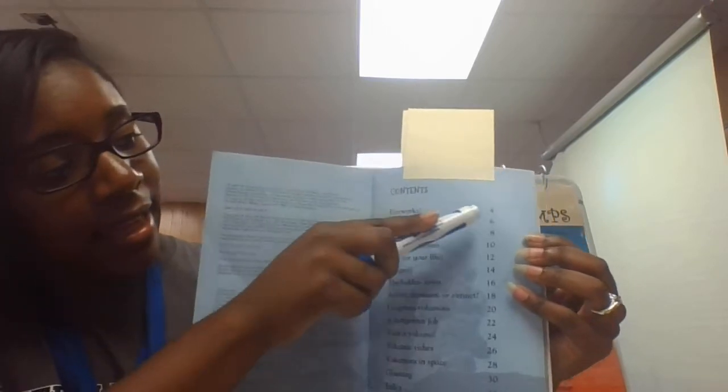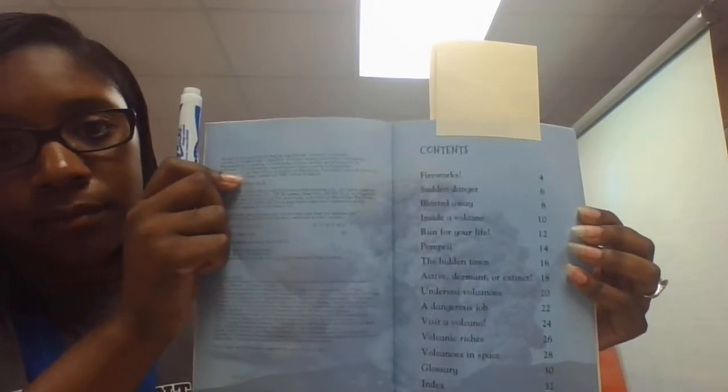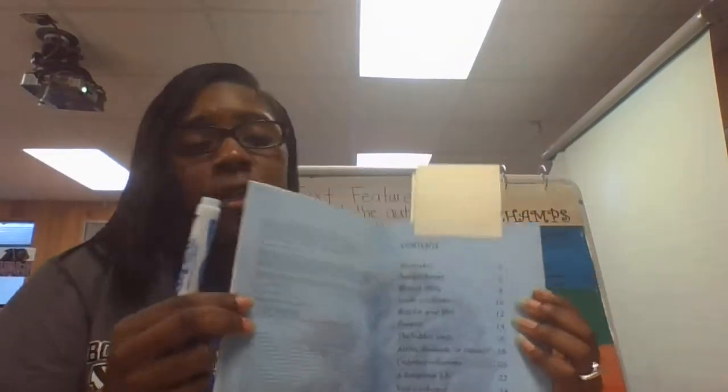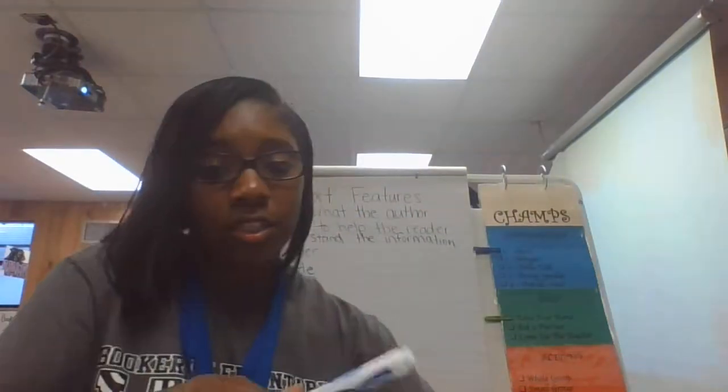It has whatever title or topic that it's going to talk about, and then it gives you the page number. So when you get a book, you might want to go straight to the table of contents and see what's interesting and see what's in there. So this is our second text feature called a table of contents. So let's write that one down.